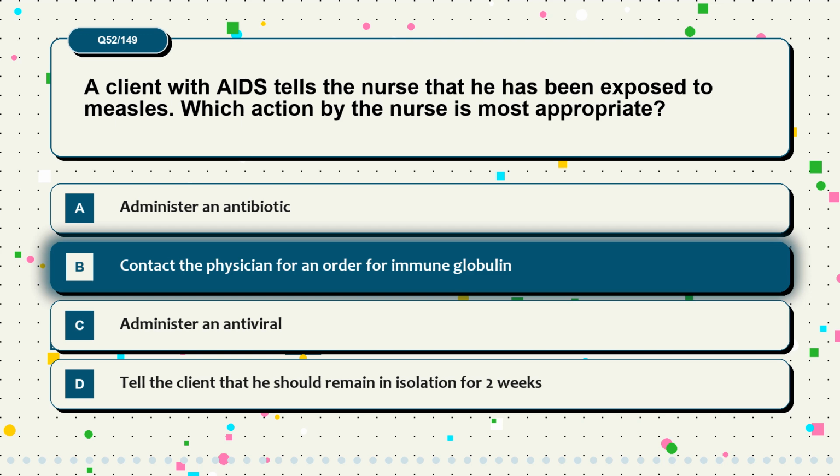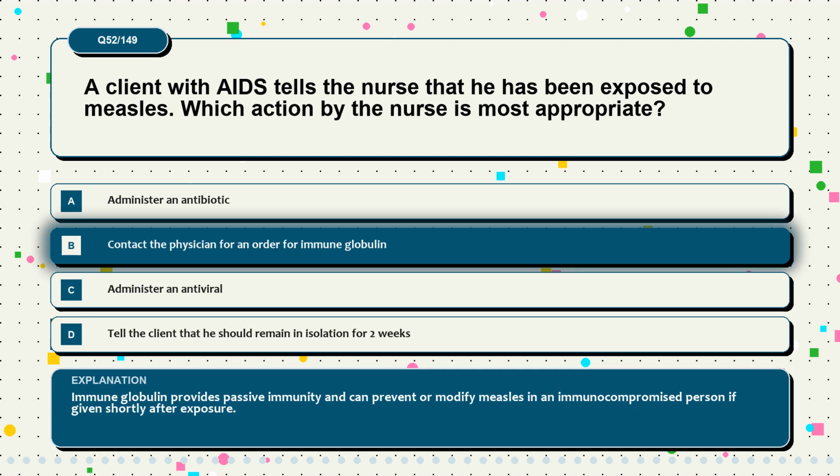The correct answer is option B, contact the physician for an order for immune globulin. Immune globulin provides passive immunity and can prevent or modify measles in an immunocompromised person if given shortly after exposure.